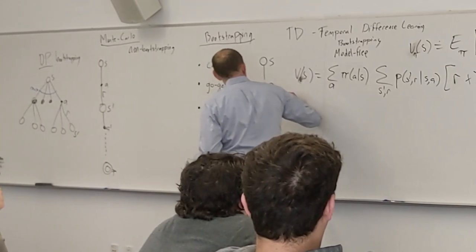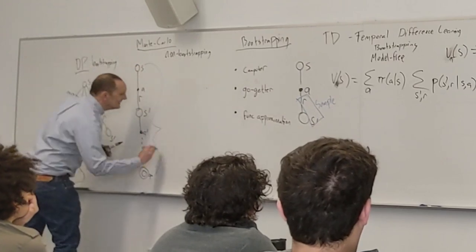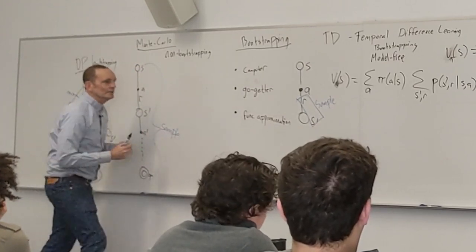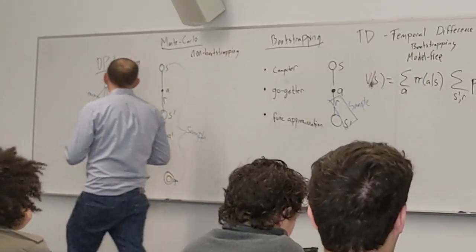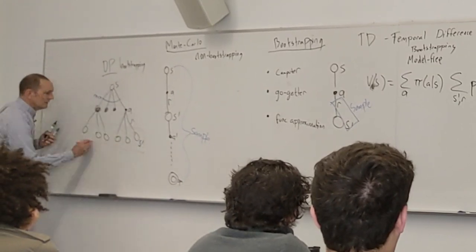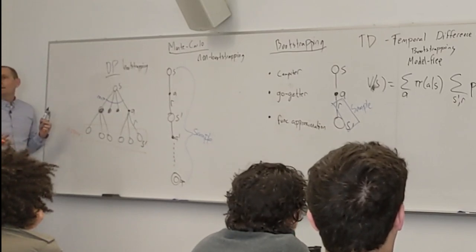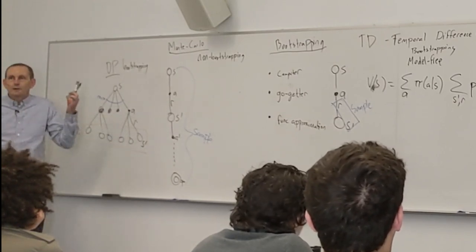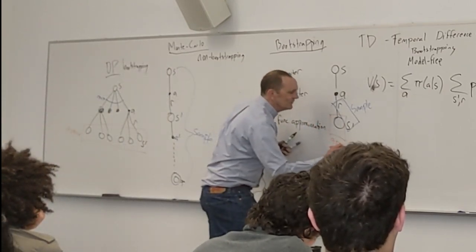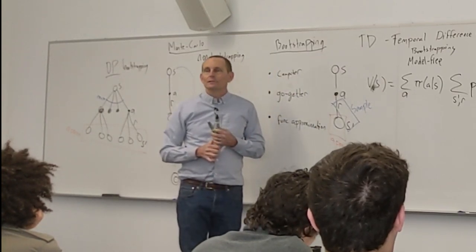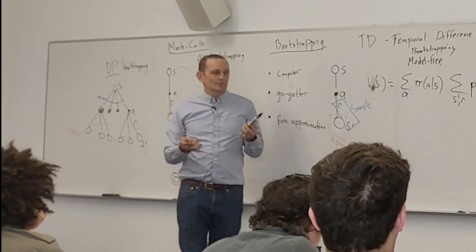R and S prime are a sample. In fact, let's just look at this. This is a sample, right? And here, these are approximations, right? They're over time getting better, but at the beginning, they're just random crap. Here, we have both a sample and an approximation.